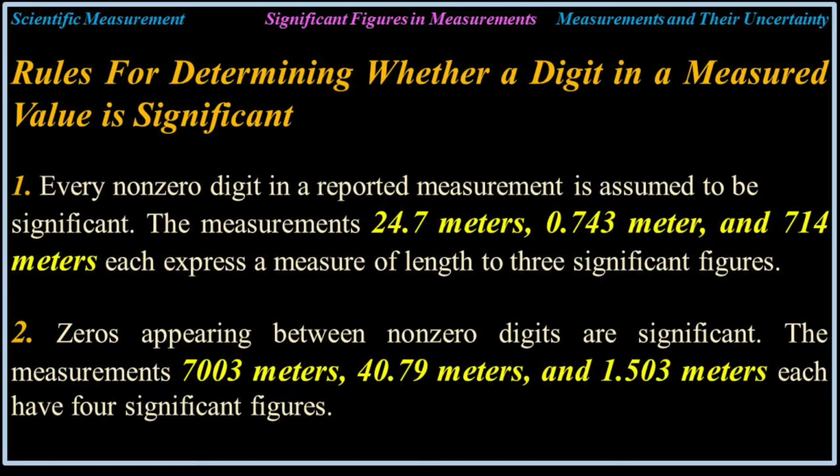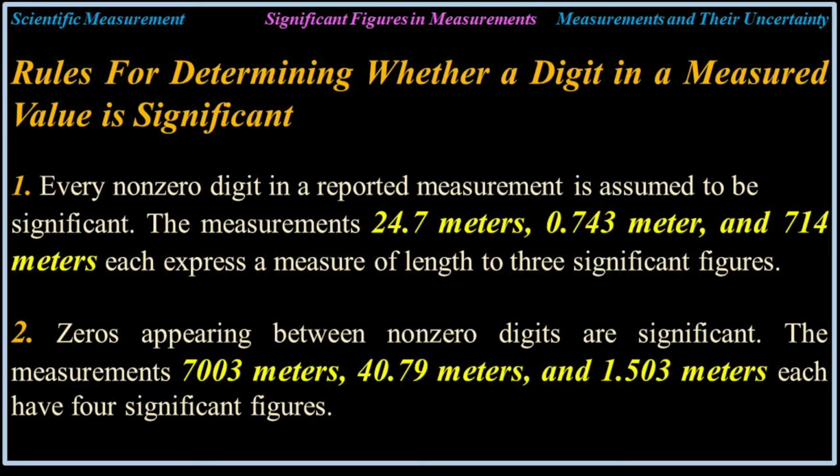Number 1 says every non-zero digit in a reported measurement is assumed to be significant. The measurements 24.7 meters, 0.743 meters, and 714 meters each express a measure of length to 3 significant figures. Now you see the measurement 0.743. That 0 is just a formatting number. It's a long story, and I don't want to get into it right now, but it means nothing. You don't even have to put it. It doesn't do anything. So you have 3 significant figures in each one of those measurements.